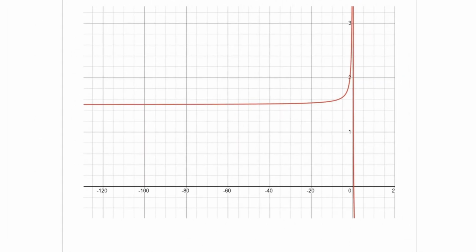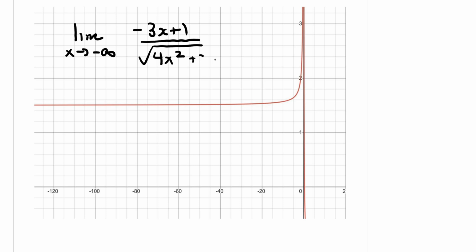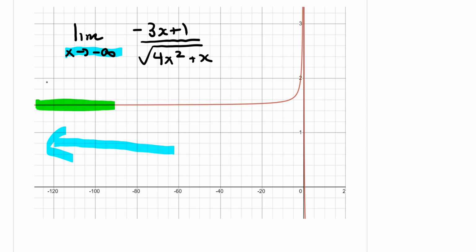Before I move on to the next question, here's another visual of that problem. The question was the limit as x goes to negative infinity of negative 3x plus 1, all divided by the square root of 4x squared plus x. We're going forever to the left, and it turns out that the height we approach has a value of 3 over 2, so roughly around here, about 1.5. So basically the horizontal asymptote in this problem is 3 over 2. Hopefully that graph can help you understand what the answer means for this problem.